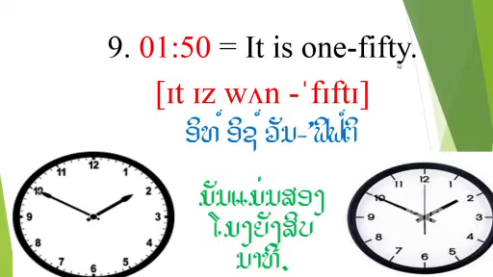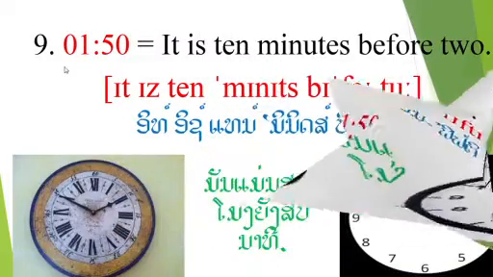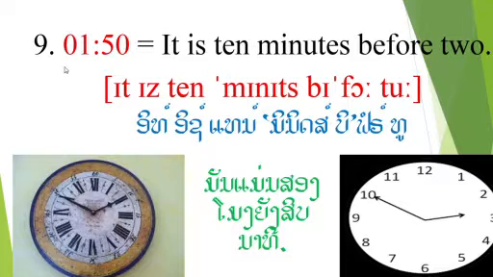1:50 in number is equal in an English sentence to: It is 1:50. Let's go see the new sentence. Number 9 again, but we say 1:50. It is 10 minutes before 2. It is 10 minutes before 2. So sorry.